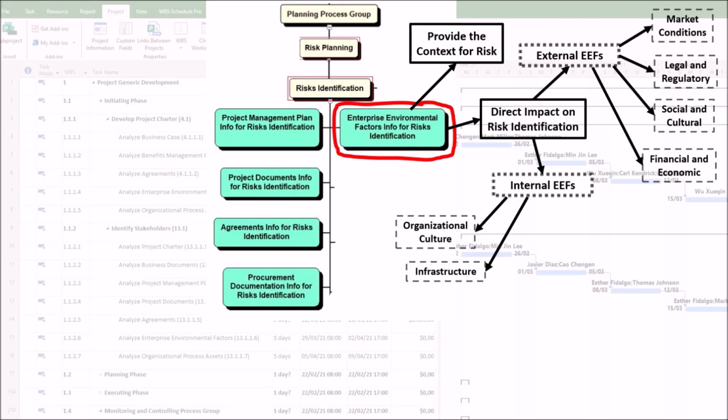Second, infrastructure. Examples include existing facilities, IT systems, and software tools. The identified risk is that reliance on legacy systems presents a single point of failure. Inadequate facilities could cause delays.